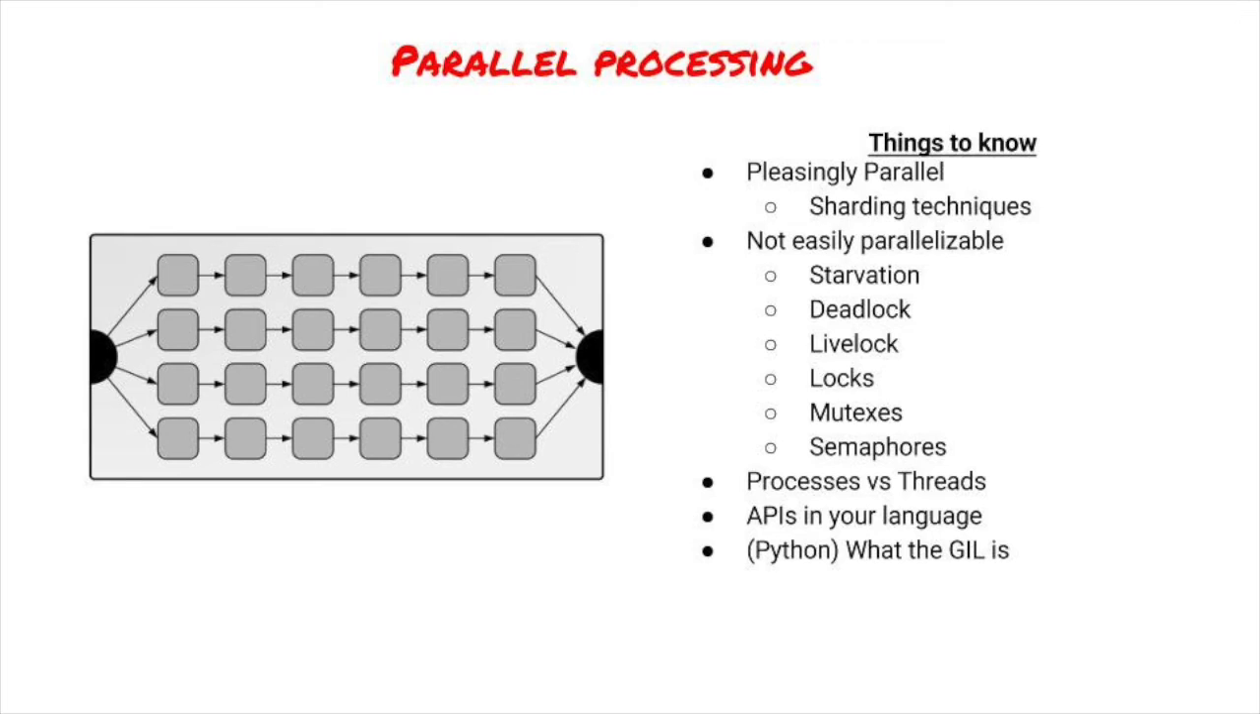In the latter case, you should be aware of what starvation, deadlock, and livelock are. You should know what locks, mutexes, and semaphores are, and the difference between processes and threads. You should also be aware of threading primitives in your favorite language. Particular to Python, you should be familiar with the multiprocessing module, the threading module, and what the global interpreter lock is. There are many more things we could name here, and many more advanced data structures and concepts that are useful to know, but this should get you quite far on your journey.